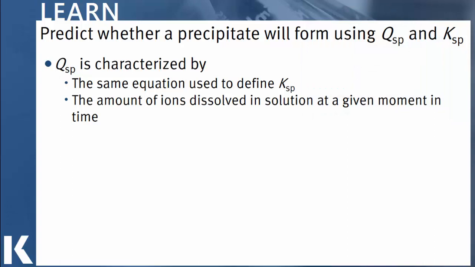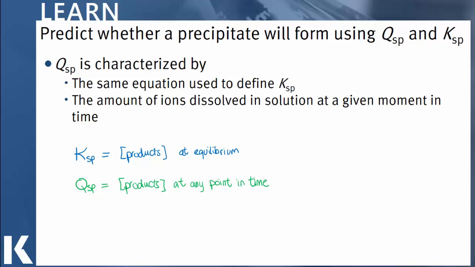In a previous video, KSP, or the solubility product constant, was described as a concentration of the products of a dissolution reaction at equilibrium. QSP, or the solubility product quotient, is defined exactly the same way except that it can be at any point in time. Comparing the QSP and KSP will give you an indication of the direction of the dissolution.